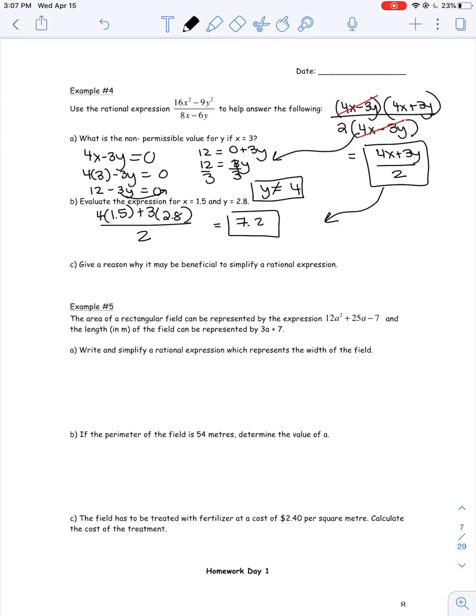So why is it beneficial to simplify? Well, there's way less work for substitution. Way easier to substitute.